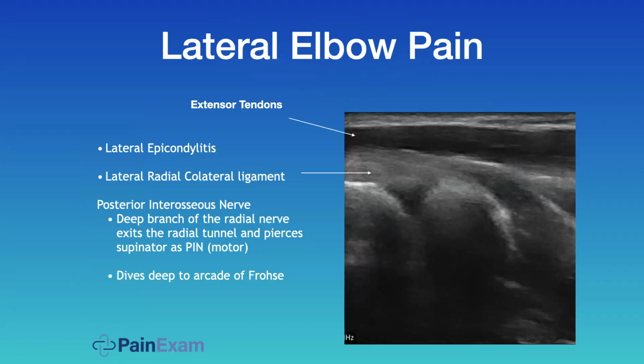Here's another tendon. This is the extensor tendon on the elbow. Reasons for lateral elbow pain could be inflammation of the extensor tendon or lateral epicondylitis, the lateral radial collateral ligament, the posterior interosseous nerve, which is a deep branch of the radial nerve, exiting the radial tunnel and piercing the supinator, where it gives motor innervation. And then this dives deep to the arcade of Frohse.